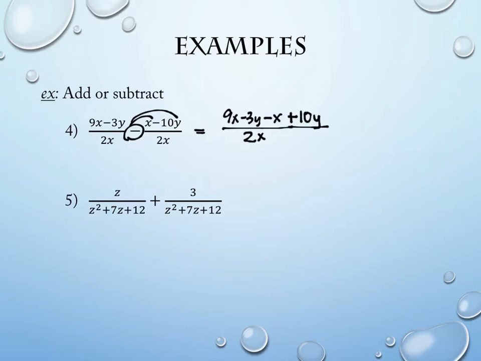So I have a 9x and a negative x, which gives me 8x, good. And then I have a negative 3y and a positive 10y, which gives me positive 7y. And all of that is over the denominator 2x.